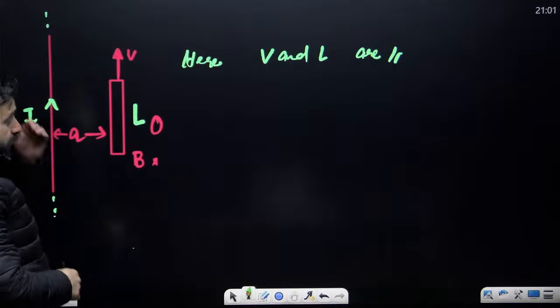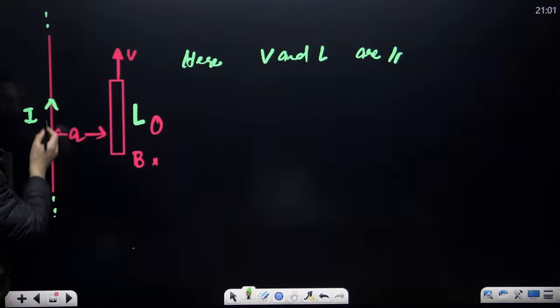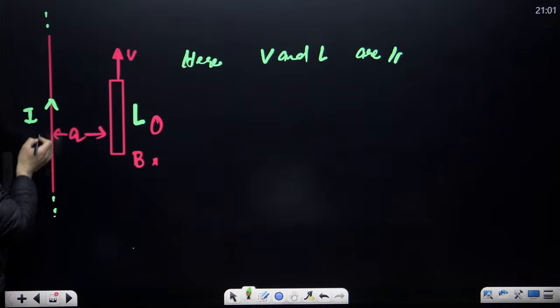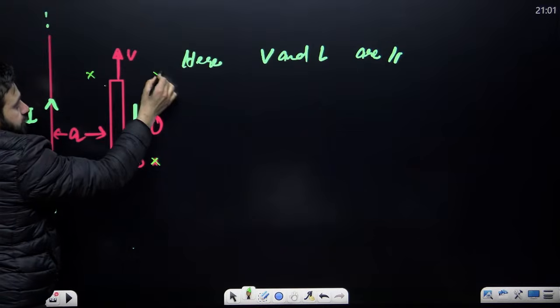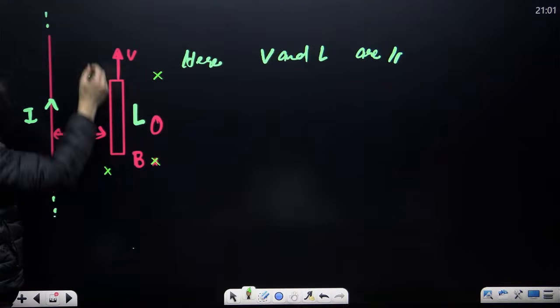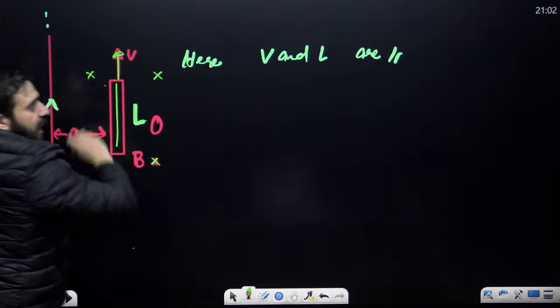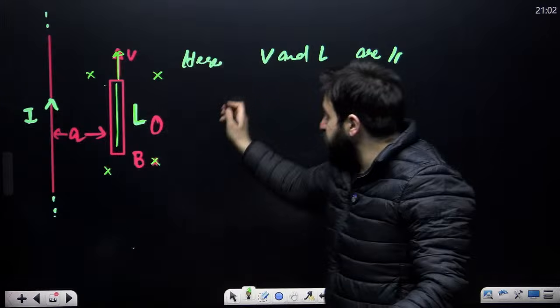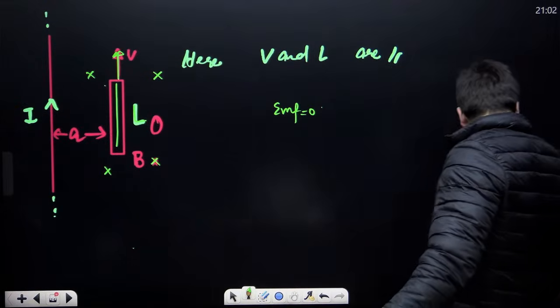Okay. In this particular case, could you please tell me how much is the EMF? Guys, because of this wire which carries current I, it produces the magnetic field here which is inward. And the rod is moving something like this. You see L is along Y and velocity is along Y. L and V are parallel. So in this particular case, EMF is going to be 0.